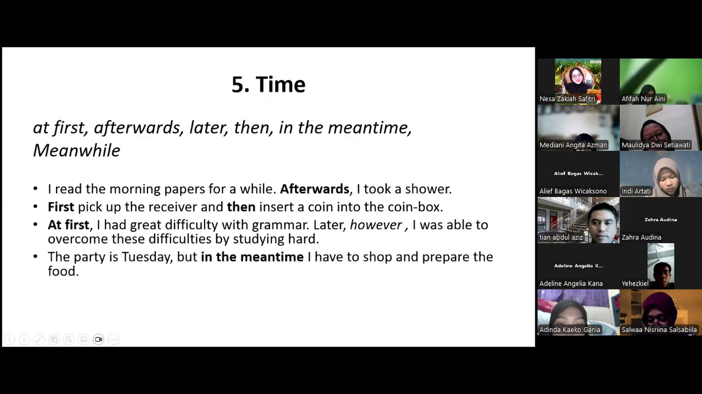Next, Alif. The party is Tuesday, but in the meantime, I have to shop and prepare the food. Okay, the party is Tuesday, but in the meantime, I have to shop and prepare the food. We use in the meantime.